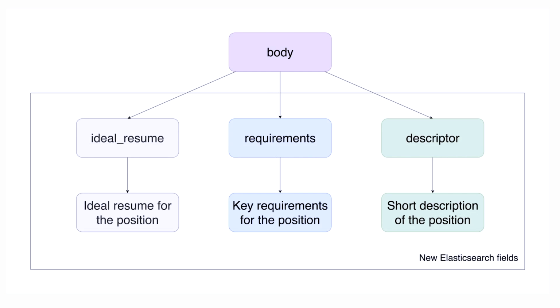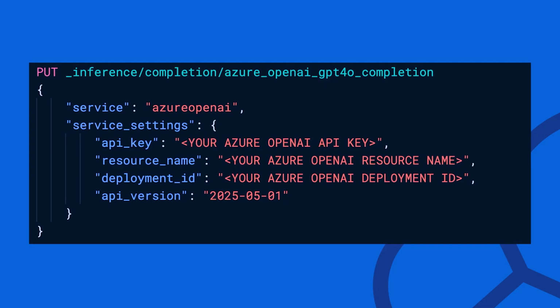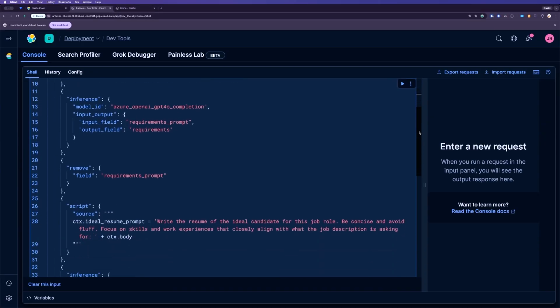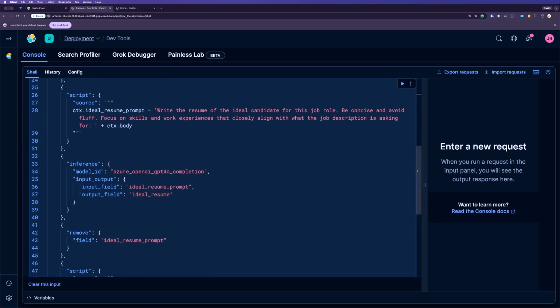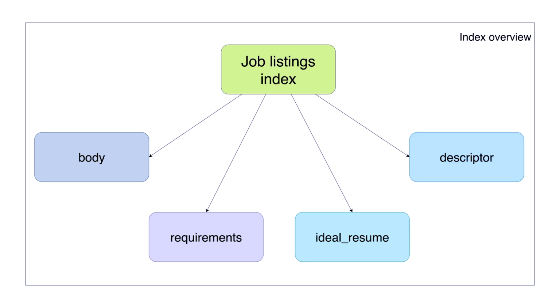Requirement field that will contain the key requirements for the position. Ideal resume field that will store an ideal candidate resume based on the open position. Descriptor field which will have a short description of the position. We will not insert those manually. We can use an LLM to generate those fields. For that, we will use ingest pipelines to create the fields and configure them using an LLM to generate those fields based on prompts. Now we have the job listing, with each job opportunity containing the entire job description, a short description, an ideal resume, and the key requirements.